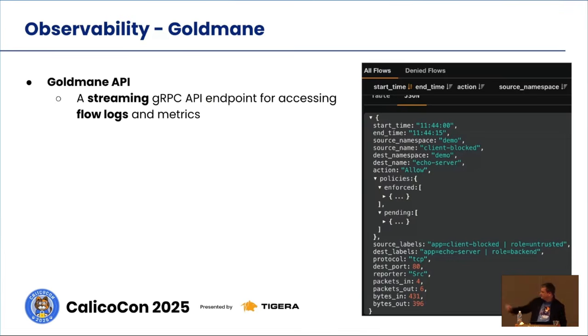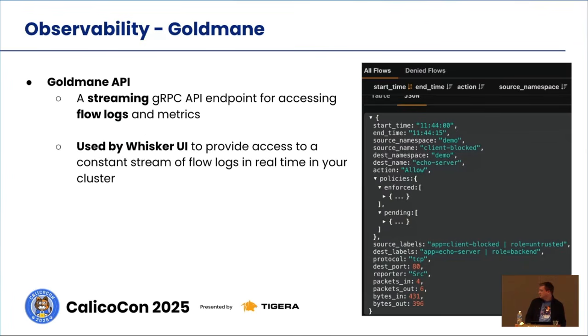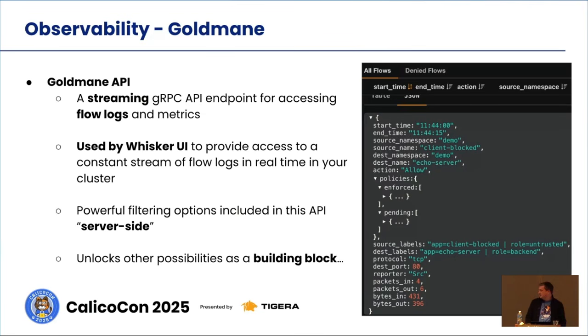These are some of the example fields that we have. If anyone wants to see a full breakdown later, just come and ask me and I can show you the API working. It is used by our UI, so it powers what you'll see in a second in Whisker, but it is also obviously accessible as an API in open source, and that means it could be used as an extremely interesting building block as you start poking around with Goldmain and the API that it delivers. There are some extra possibilities here beyond Whisker that you might find interesting to think about.